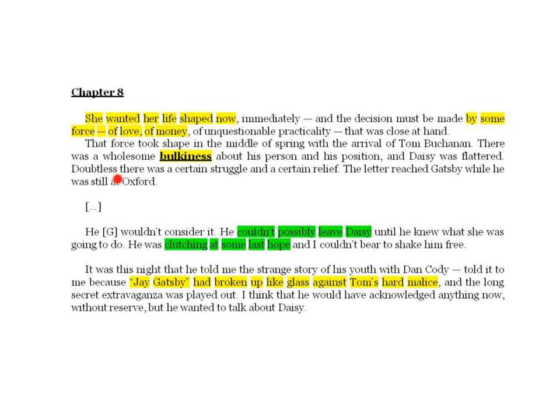Still, though, we see in green, he has had this obsessive 5-year quest to attain Daisy. He's lost her, he's failed, he has not succeeded, but still he cannot let go. He couldn't possibly leave Daisy until he knew what she was going to do. He was clutching. There's that idea of reaching and just out of reach, above, beyond, in the distance again, clutching at some last hope. So there's that struggle for which he's never destined to gain or attain.